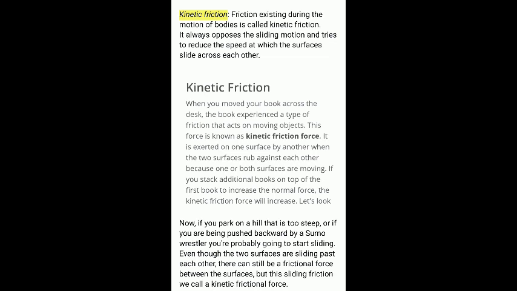Now, kinetic friction. Friction existing during the motion of bodies is called kinetic friction. It always opposes the sliding motion and tries to reduce the speed at which surfaces slide across each other. That is, we saw that the friction that exists when there is no motion is called static, whereas during the motion of the body it is called kinetic. This also opposes the sliding motion and tries to reduce the speed of the surfaces which slide across each other.